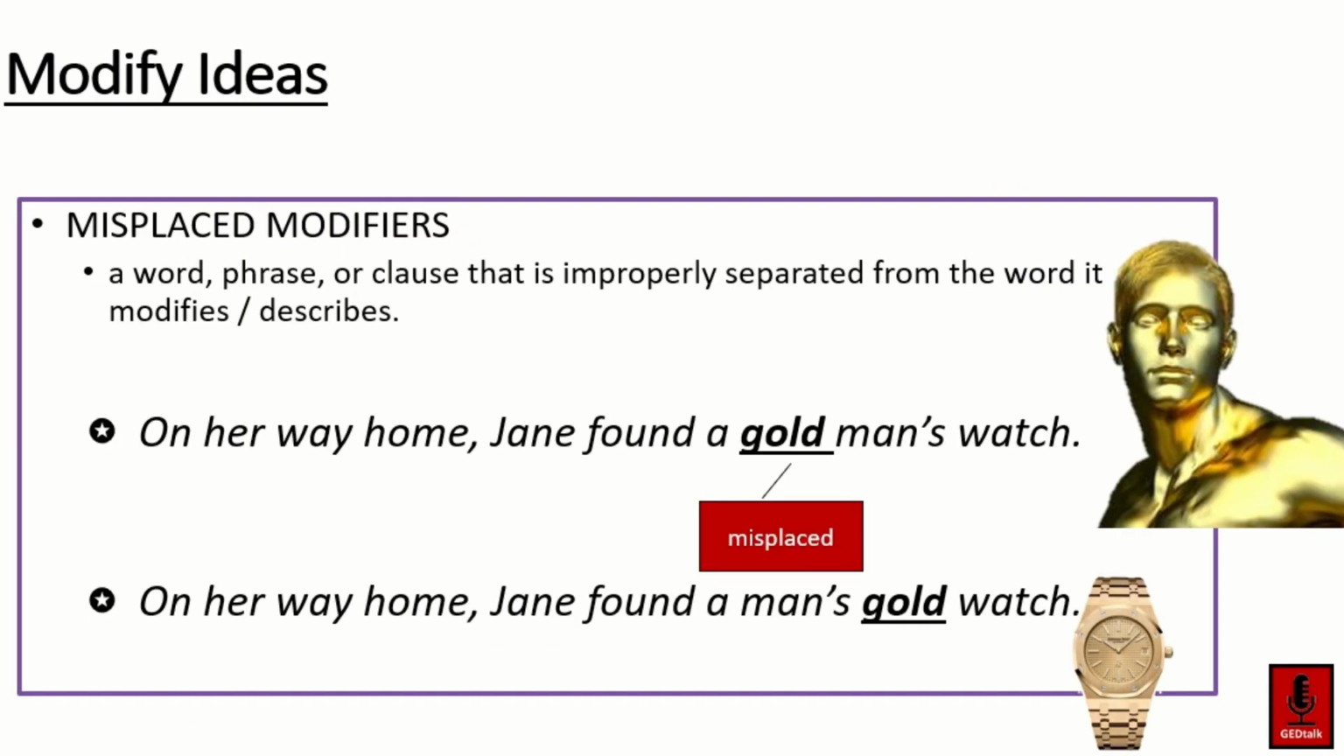So let's look at when a sentence has a modifier and it is misplaced. And we saw that with the first example when we looked at the word yesterday that was being placed right in the middle of the sentence and we just moved it to the end. Well, with this example that we're using, it's once again a word that is misplaced, but the thing is that we're not going to just move it to the beginning or the end. So as you can see, the sentence reads, on her way home, Jane found a gold man's watch.